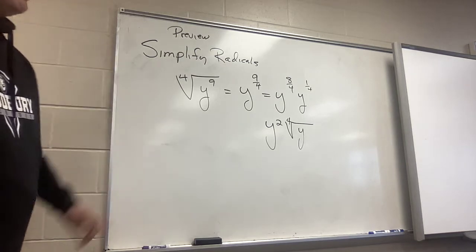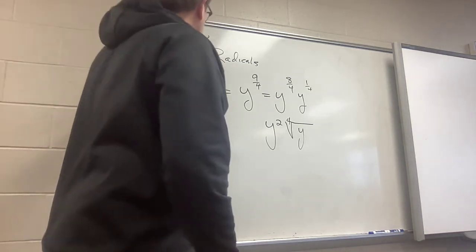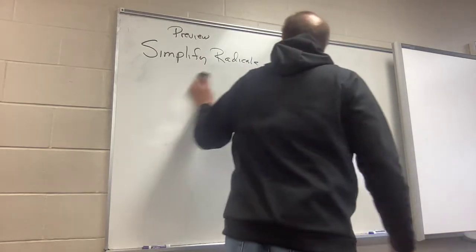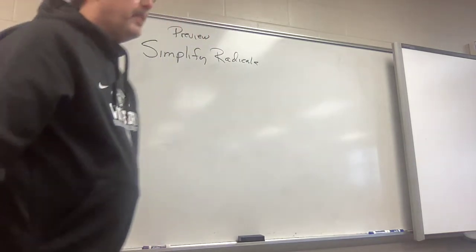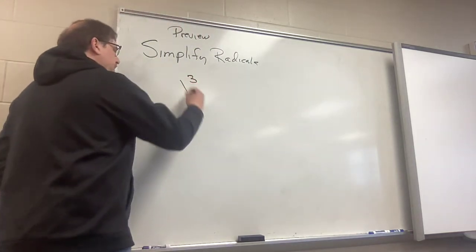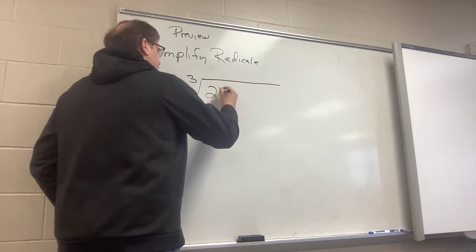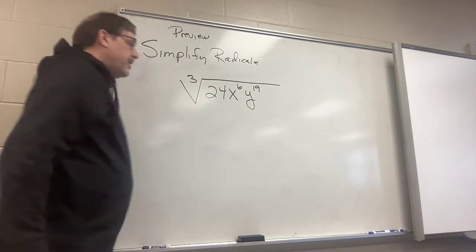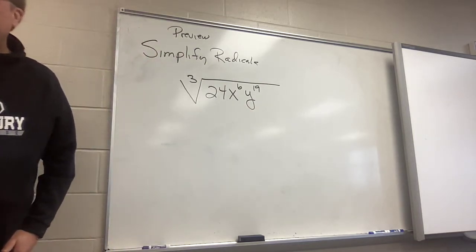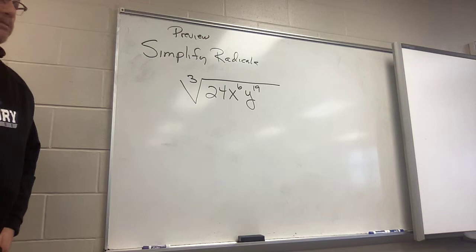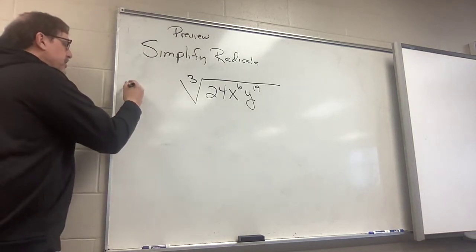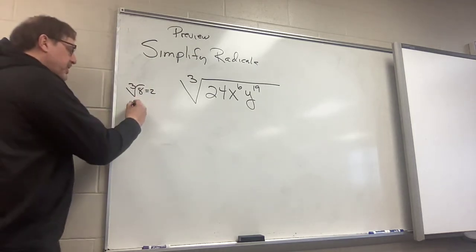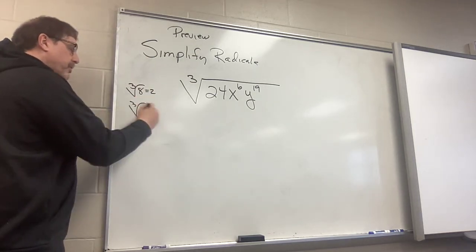Now let me do one more preview of Tuesday. The cube root of 24 x to the 6th y to the 19th. All right, cube roots. Now 2 times 2 times 2 is 8, so the cube root of 8 is 2. 3 times 3 times 3 is 27. That's how you get these numbers. Since it's a cube, you go 3, 3, 3.